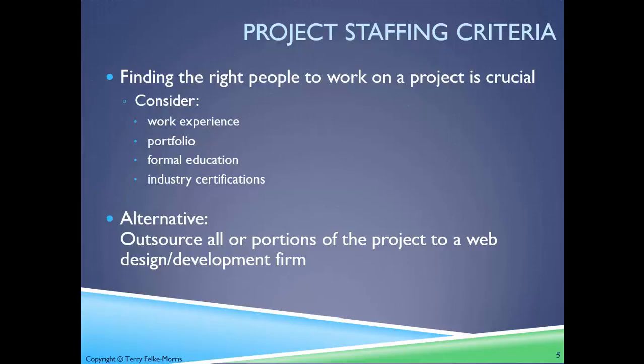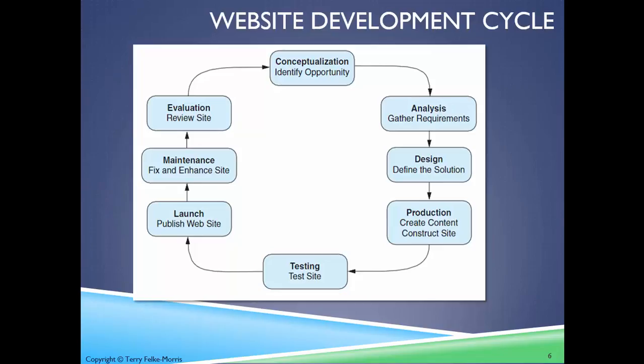All right. Project staffing criteria. Finding the right people to work on a project is crucial. And they give you some good things in here, work experience, etc. Sometimes who you have work on a project may be basically set up for you. You might have somebody who dictates to you and says you're going to have this person do this, that person do that. Or you might be such a small shop that everybody does a little bit of everything. Or you might outsource all or part of it.